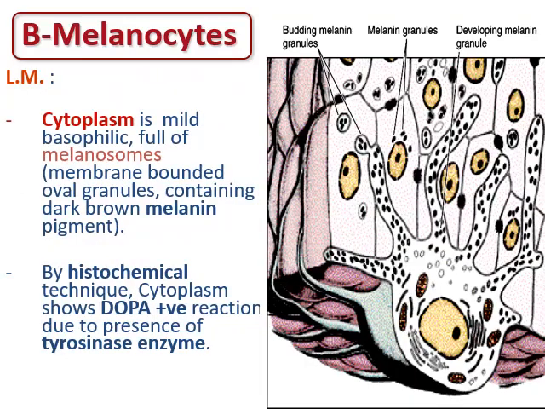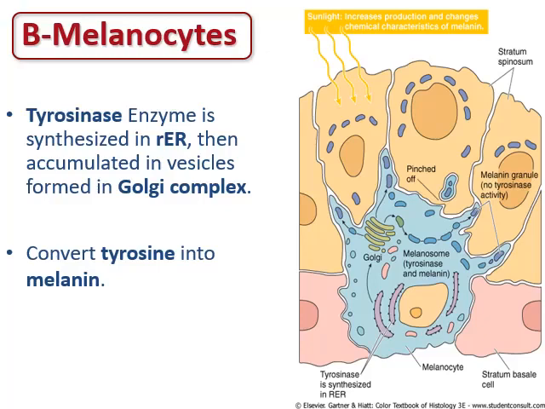Tyrosinase enzyme acts on tyrosine, leading to the formation of DOPA, so that when we examine the presence of DOPA in melanocytes, it reveals a positive reaction. Tyrosinase enzyme is a protein. It is synthesized in the rough endoplasmic reticulum and then packaged in vesicles by the Golgi apparatus. Tyrosinase enzyme, as I said, converts tyrosine into DOPA, which is converted after that to melanin pigment.